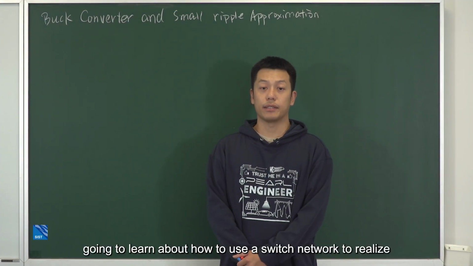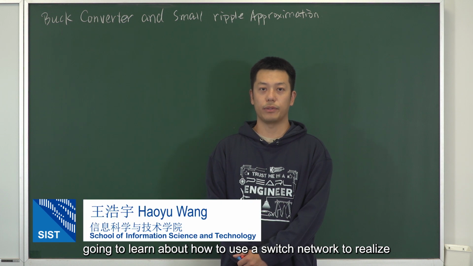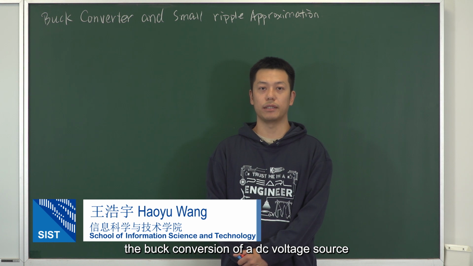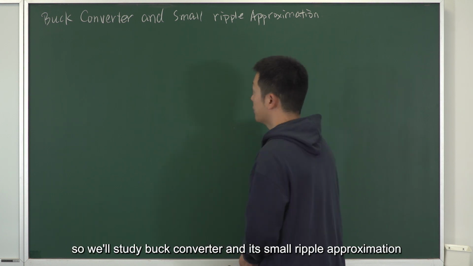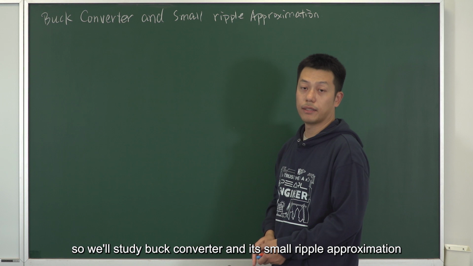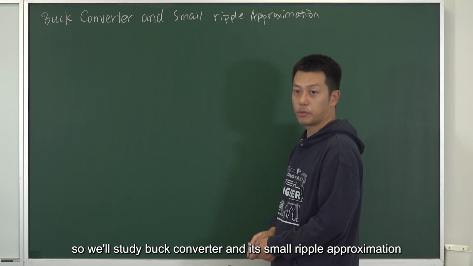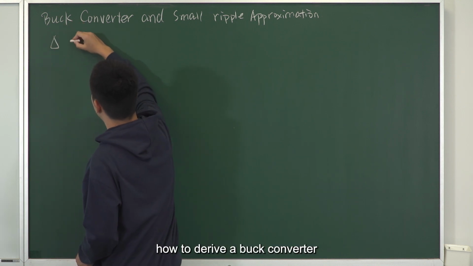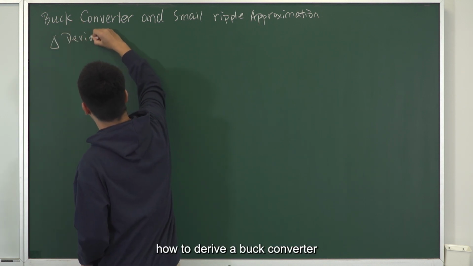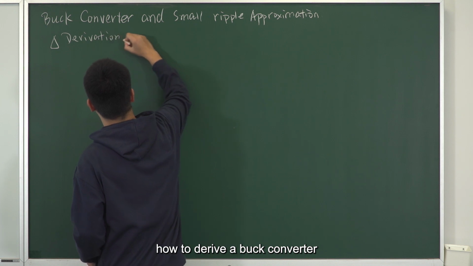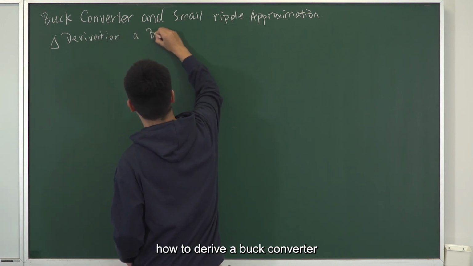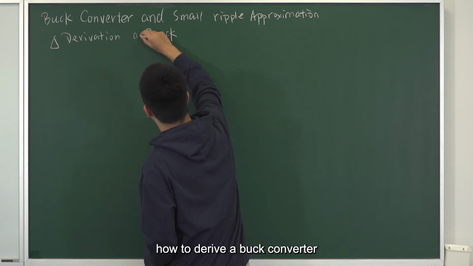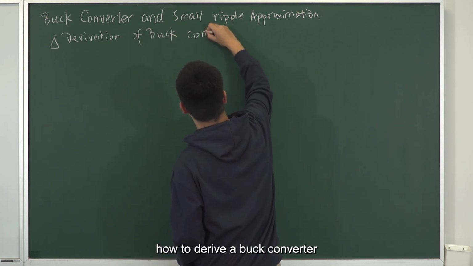Okay, today we are going to learn about how to use a switch network to realize the buck conversion of a DC voltage source. So we'll start with the buck converter and its small ripple approximation. So first, let's look at how to derive a buck converter.